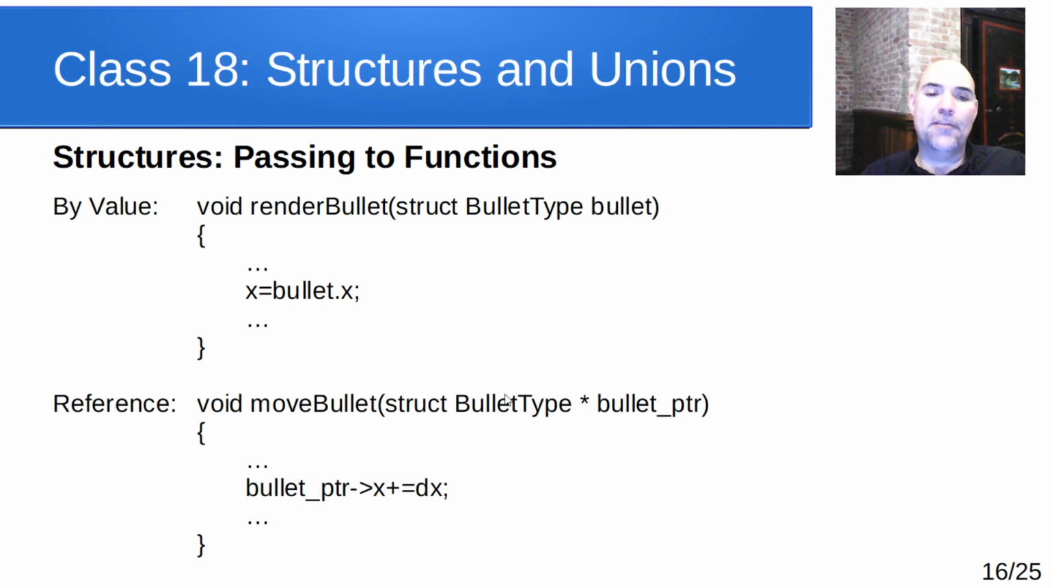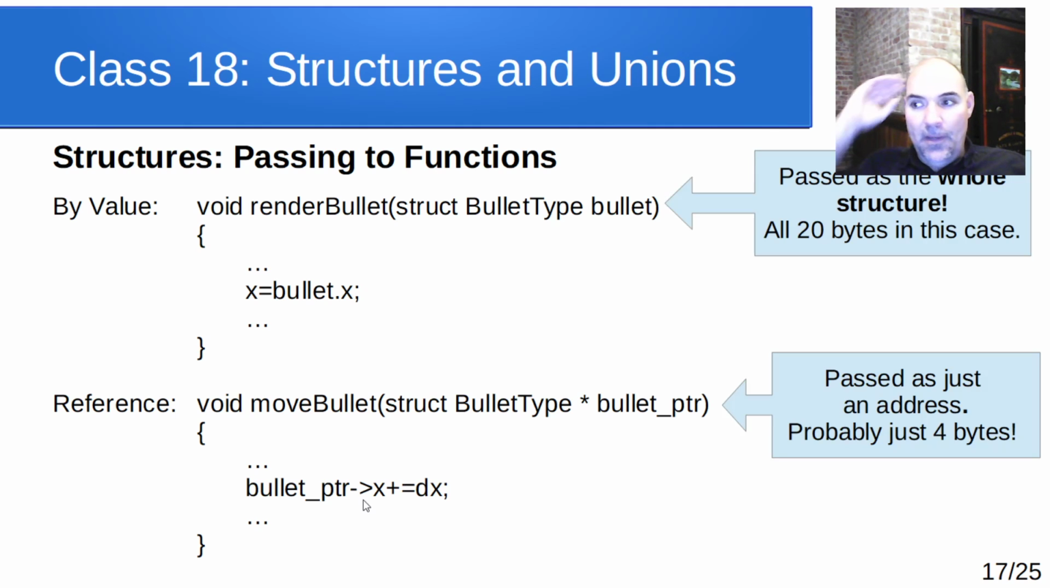Now, if you pass by reference, then we have the parameter that accepts that, a struct of bullet type pointer. Pointers hold addresses. So this is designed to hold an address of this type of thing. And then since we pass that as a pointer, when we access the elements of that, we use the arrow operator. So again, if we have an actual structure, use the dot. If we have an address of a structure or a pointer to a structure, use the arrow operator.